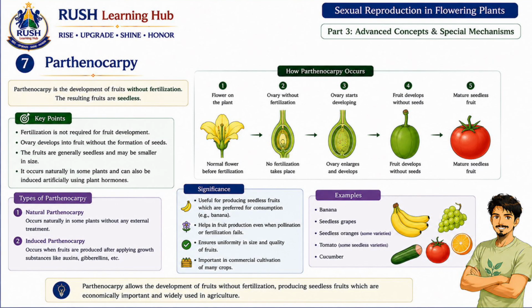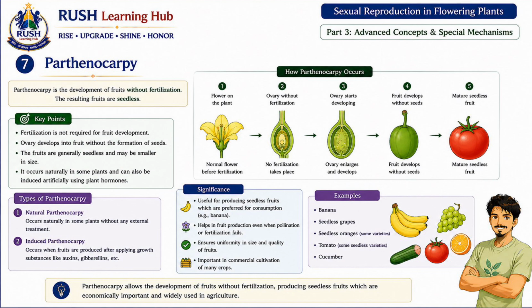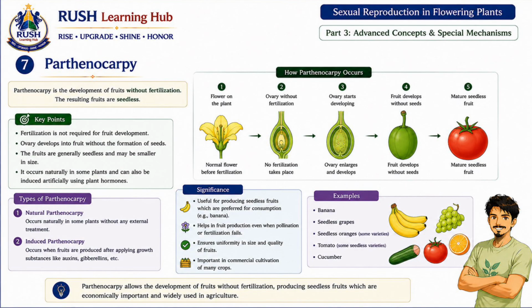Significance of parthenocarpy. Parthenocarpy has great economic importance. Seedless fruits are generally preferred by consumers because they are easier to eat and often have better market value. Parthenocarpy also allows fruit production even when pollination or fertilization fails due to unfavorable environmental conditions. In addition, it helps produce fruits with greater uniformity in size and quality.